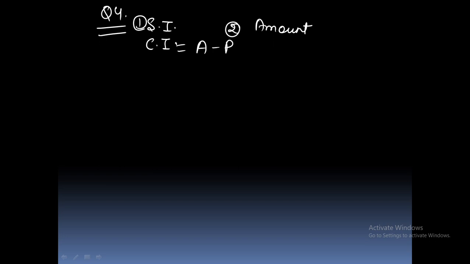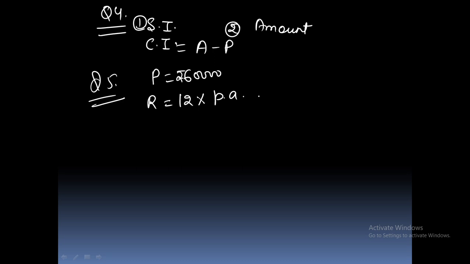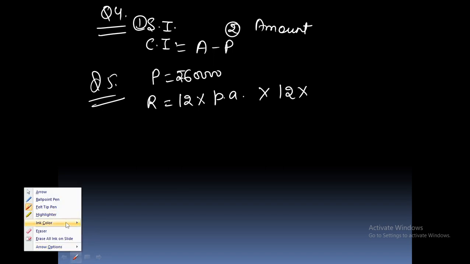Now next, question number 5. This question is homework for you. You have to solve it. In the next 5th question, Vasudevan invested 60,000. That is your principal amount. Invested 60,000 at a rate of interest. Rate of interest is 12% per annum half yearly. That means 12 multiply by 1 by 2.